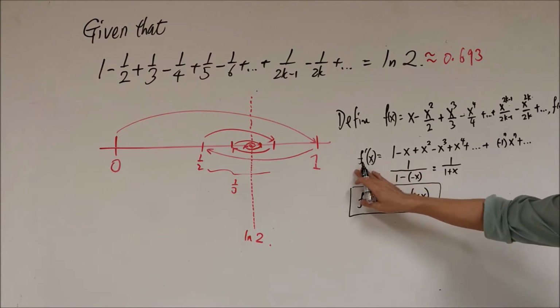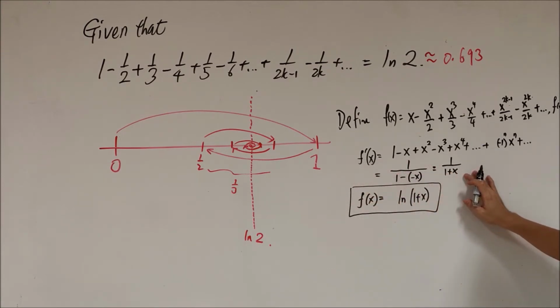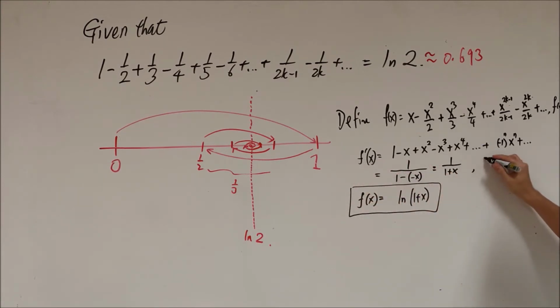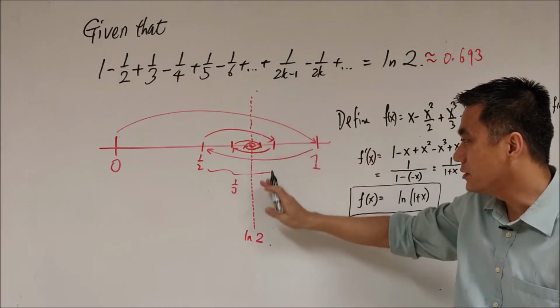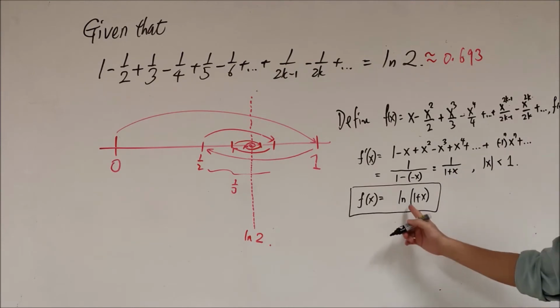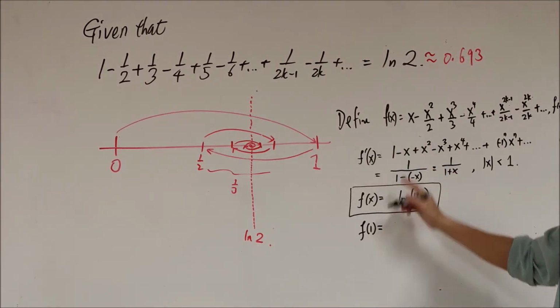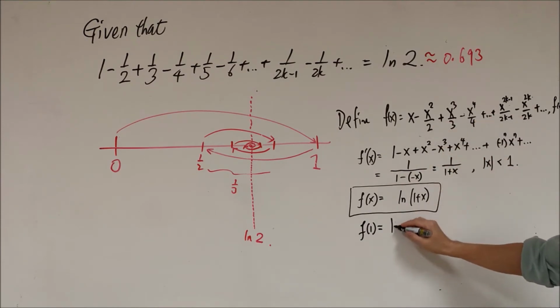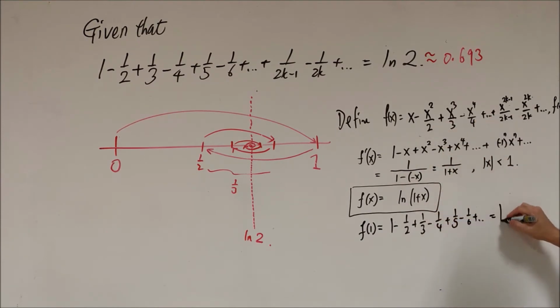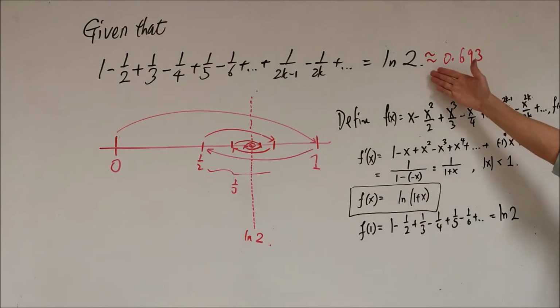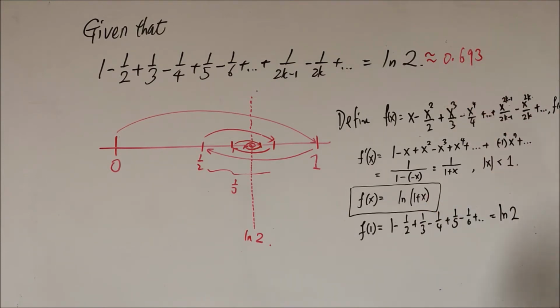We need to also take note that f'(x) is equal to 1 over 1 plus x if the modulus of x is less than 1. Since we already showed that this series is convergent, then we can say that when x equals 1, it should have some value, and this value will be equal to log 2 when you substitute in 1 here. So this is the way to prove that this is equal to log 2.